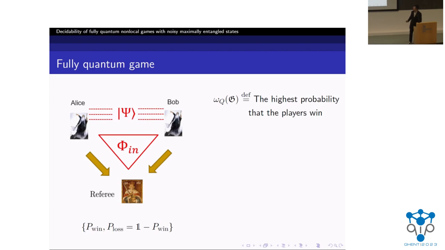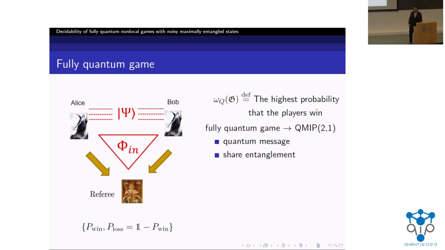We now generalize nonlocal games to fully quantum games. In fully quantum games, the three parties share a tripartite state phi-in. Again, the players are not allowed to communicate, but they can share entanglement. This time, they send quantum messages to the referee. Upon receiving the answers, the referee performs measurements described by a POVM, P win, P loss. Again, we are interested in the value of the game, omega QG.